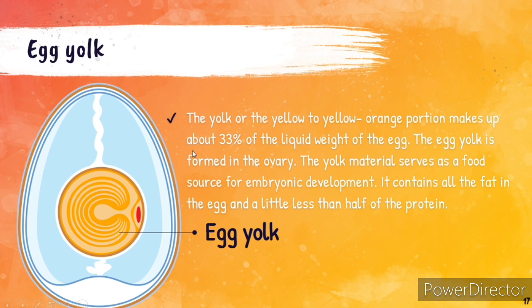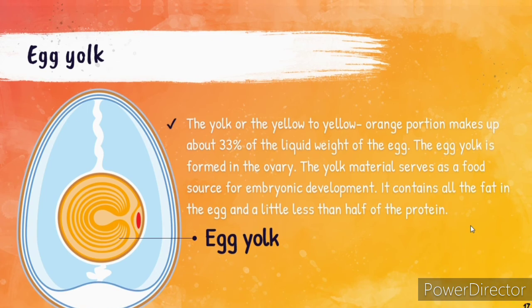Then the egg yolk. This one is the most obvious part of the egg. The yellow to yellow-orange portion makes up to 33% of the liquid weight of the egg. The egg yolk is formed in the ovary. It serves as a food source for embryonic development, and it contains all the fat in the egg and a little less than half of the protein.